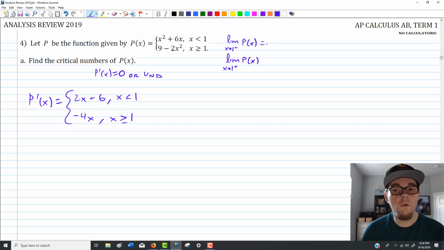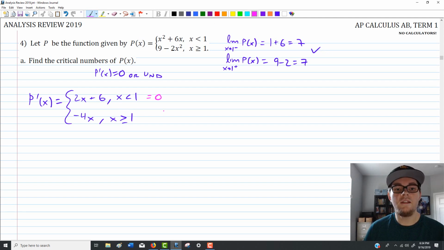Now again, this isn't something you normally have to do, but because it's a piecewise function, this is where things really pop up. So from the left side, we get 1 plus 6 is 7. From the right side, we get 9 minus 2 is 7. So that tells me that we are nice and continuous at x equals 1. So that brings me down to our next part. So looking at p prime of x, we've got a couple possibilities here.